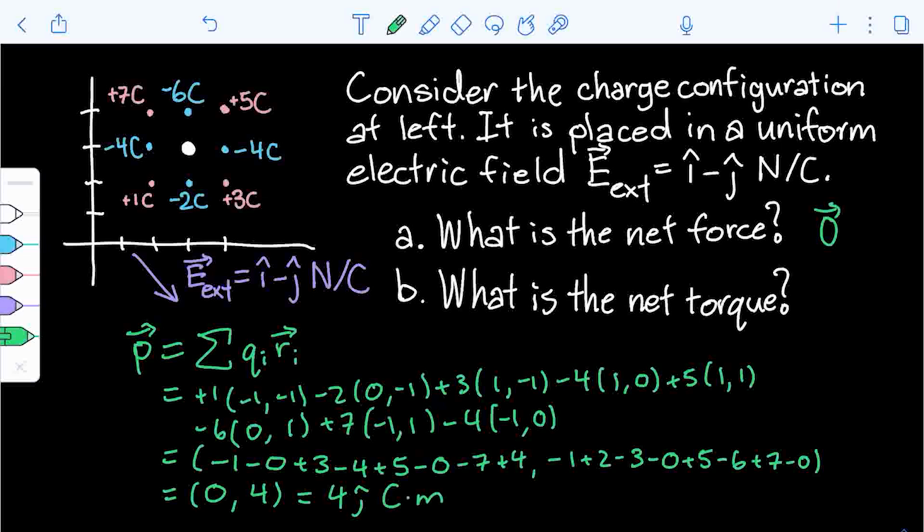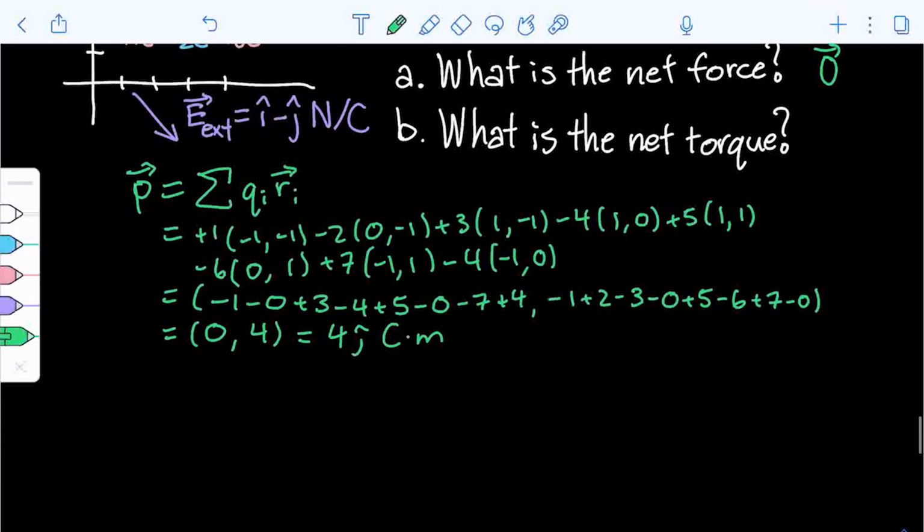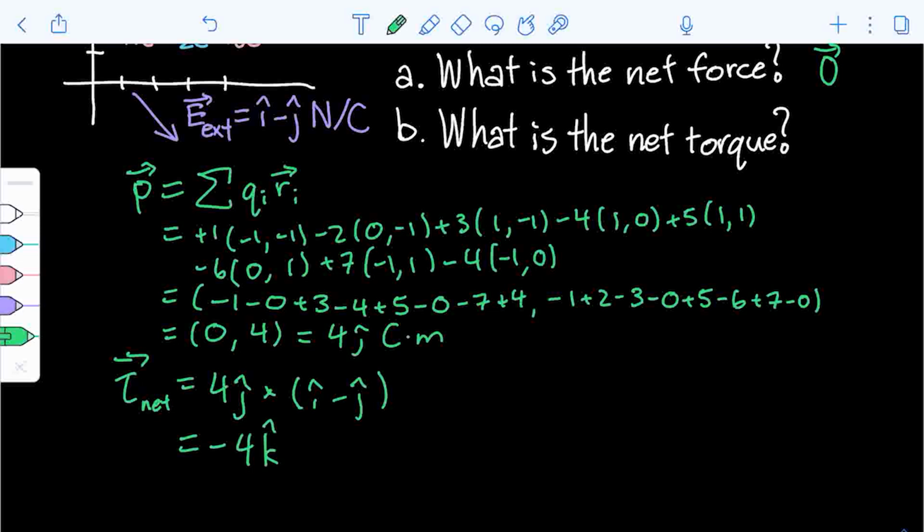So now that we got what P is, we can get what the torque is just by doing P cross E. So this is 4J cross I minus J. And this ends up just becoming negative 4K hat. So then our answer is that the net torque is going to be negative 4K hat Newton meters. And that's it.